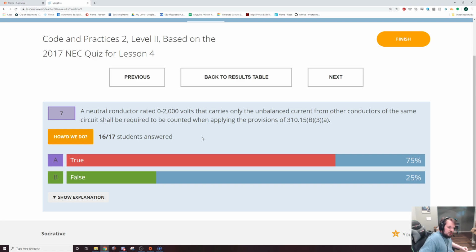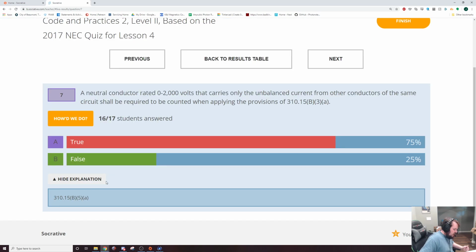That is neutral conductor. Is it here? Yeah. A neutral conductor that carries only the unbalanced current from other conductors shall not be required to be counted when applying the provisions of 310.15b3a. And it's spelled out specifically right there, and that is 310.15b5. But it's on the same page as the table 310.15b3a.